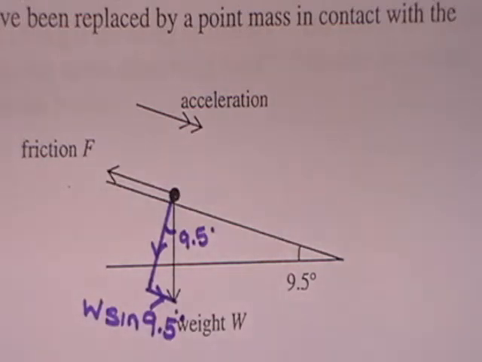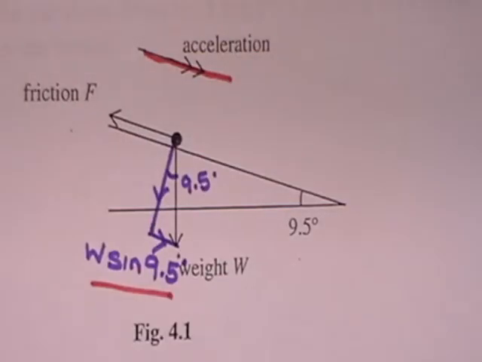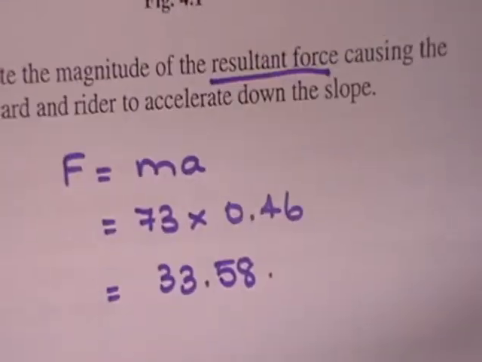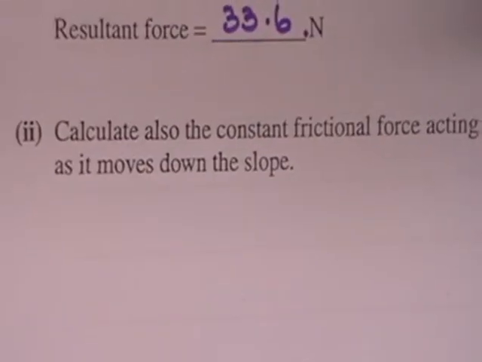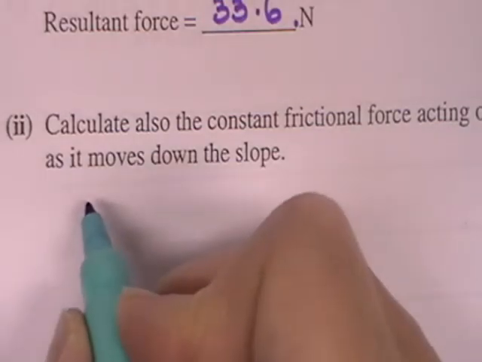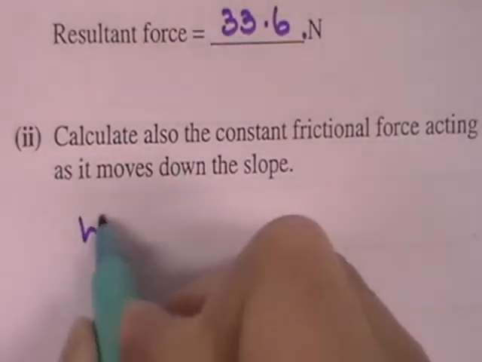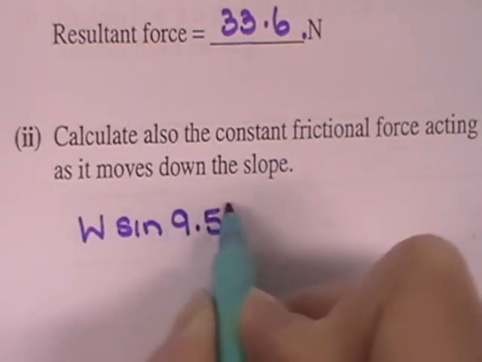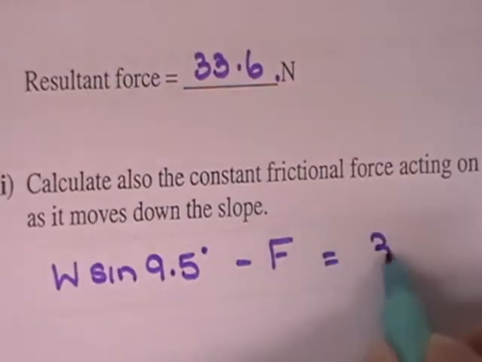So what you're saying is, if that's accelerating down the slope, if I draw a wee red arrow above it, oh, it's there already, that means that this force here must be greater than that force there. And the resultant force is that, take away that, and that then is equal to the resultant force you calculated in the question above. So if we just look at it again, it's this, take away that. So W sine 9.5 minus F, that's your resultant force, and then that's equal to the 33.6 you calculated in the last question.